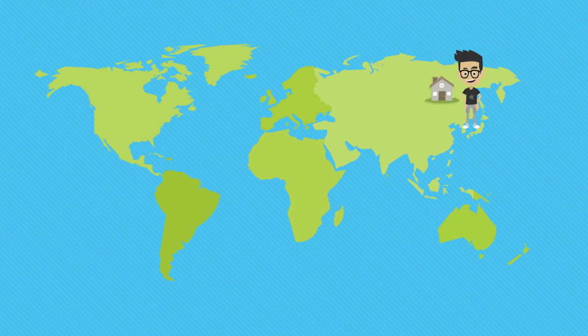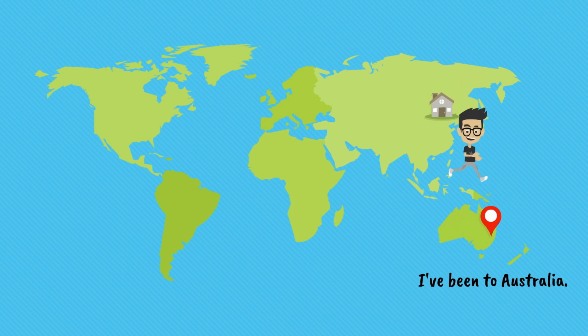Let's use an example here using the sentence, I've been to Australia. This means that sometime in the past you went to Australia. Now, be careful of the difference between been and gone. Gone means that you went there, but you're still not back yet. Been means that you went there and then you left. And of course, we don't know when you went. It could have been last year or 10 years ago.